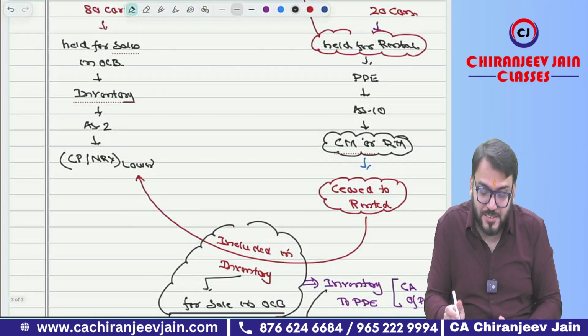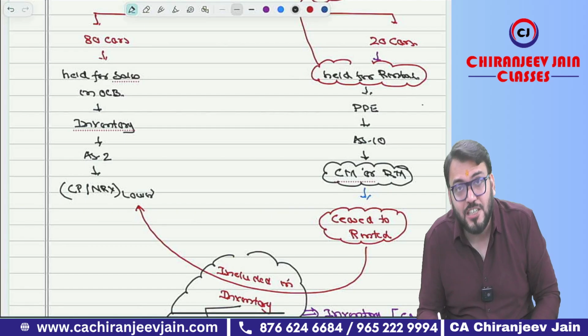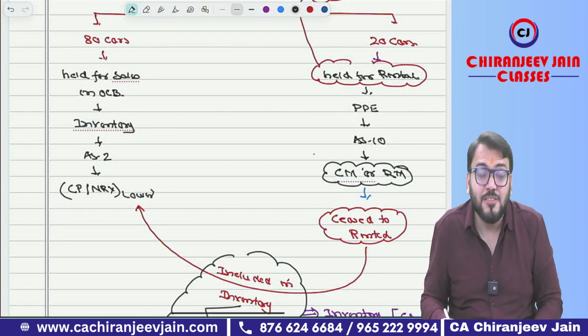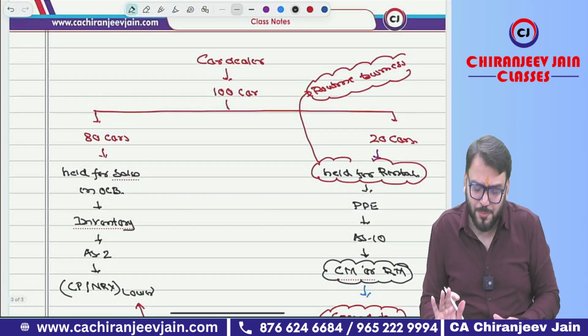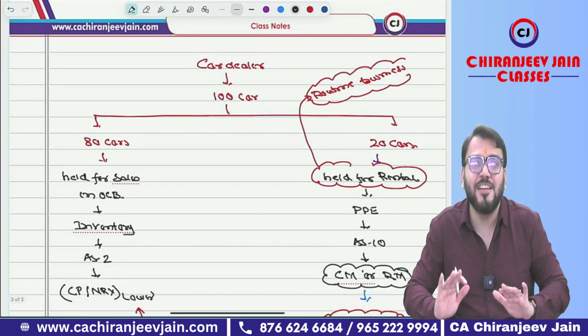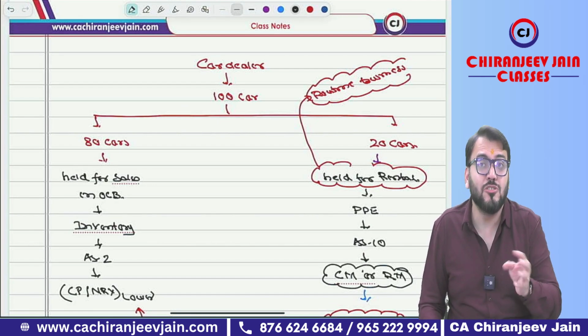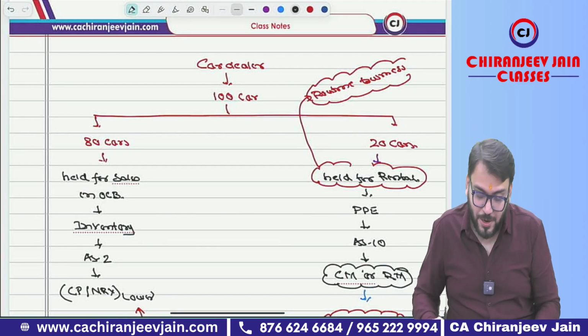But if a car dealer has some cars that were given on rent initially, and now after some years they are reclassified to inventory, the sale of such inventory will be what? Revenue. Understood? Very good point. It is a very practical point, and normally it happens. But this type of question, I don't think they will ask. But if they ask, you should be able to answer it. Got this point?